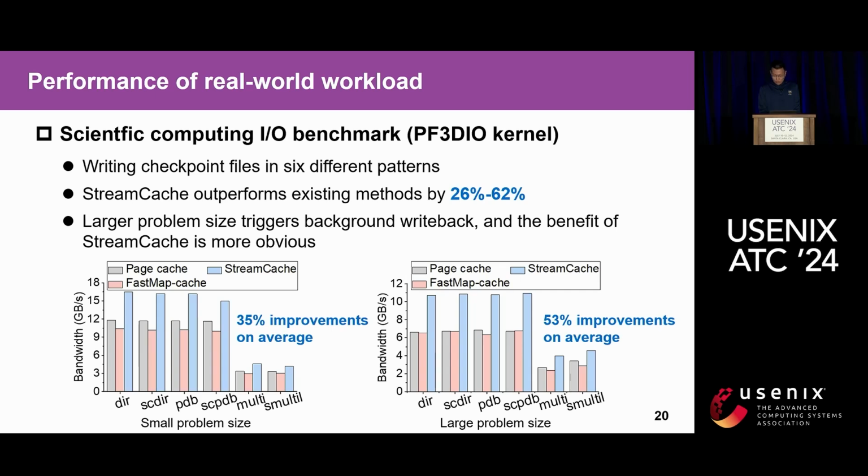By comparing the results of the two experiments, we can find that the average improvement under the large problem size is higher than that of the small problem size. This is because the large problem size triggers background writeback, and the stream-based page reclaiming can keep interference to foreground I/O low.